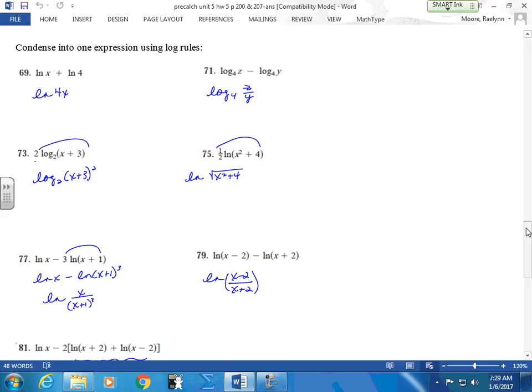Okay, we're back just to condensing. Remember when you condense, you're going from 2 down to 1 term. 1 term, or as many, if they have 3 terms, 4 terms, you're condensing these down to 1 term.